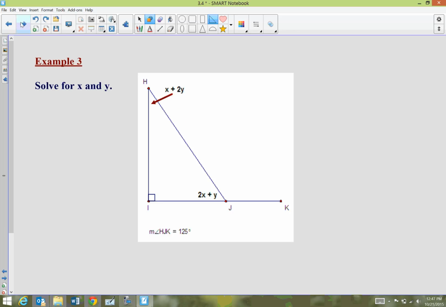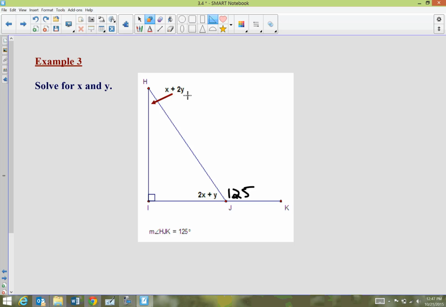All right, in this example, we're asked to solve for x and y, and we've got a right triangle. And we are given that the measure of angle HJK is 125, so let's fill this in. Okay. Now, generally, when we see angles or sides that have both x and y in their equations, our first instinct should be that we're going to have to write two equations and then solve the system.